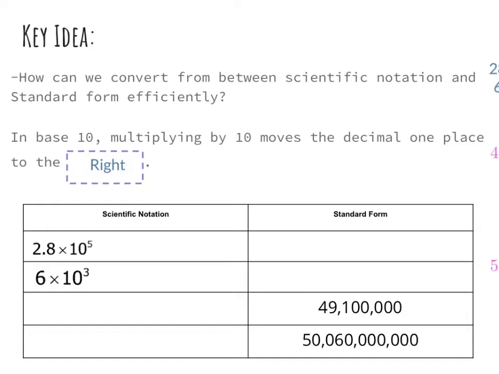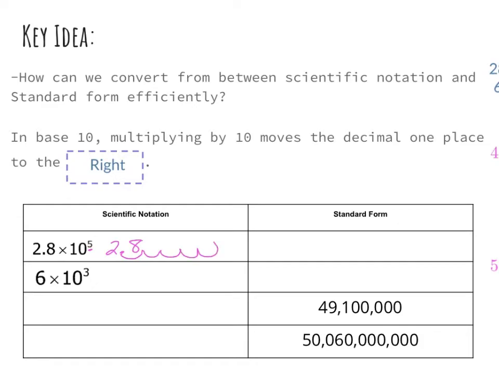There we've got 2.8 times 10 to the 5th power. So we're going to be moving to the right every time that I see a power of 10. Here I've got 5. So I'm going to be moving my decimal to the right every time that I have a power of 10, and in this case I have 5 of them. So I'm going to write out my 2.8, and then I'm going to move my decimal to the right for every one of my powers. So that's going to be 5. 1, 2, 3, 4, 5.